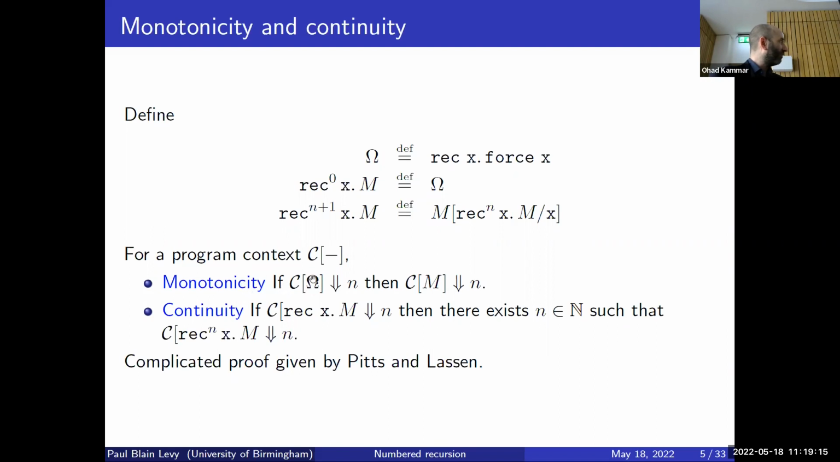The idea is that big omega is like the least thing, and so that's less than m, so therefore the result of this thing has to be bigger than the result of this thing. But this is ground type, so the only possibilities are divergence or a number. The only thing greater than or equal to returning n is returning n. So it's a kind of monotonicity in that sense. And in the same way, this is a kind of continuity that you get in domain theory.